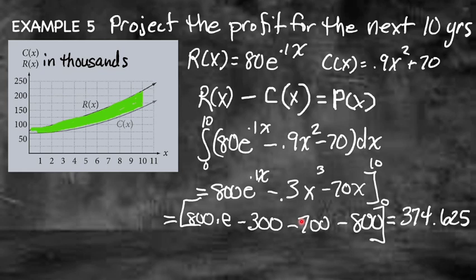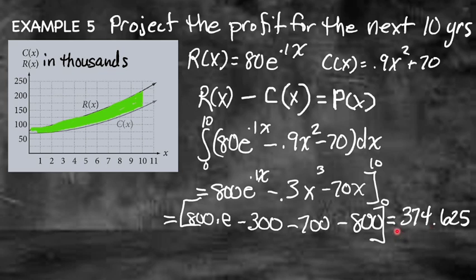So for the first term, when evaluated at 10, we're going to get 800 times e. When I plug in 10 for the second term, I have to cube 10 and then multiply by 0.3. And when I plug 10 into the last term, I get negative 700. Now we're going to subtract whatever we get when we plug in 0. If I plug in 0 to the second and third terms, those just disappear because we have 0 times 0.3 and 70 times 0. When I plug in 0 here, though, I get 0 for the exponent, and we know that e to the 0 is equal to 1, and then I take that 1 and multiply it by 800. So when we evaluate it at 0, all we get is that 800.